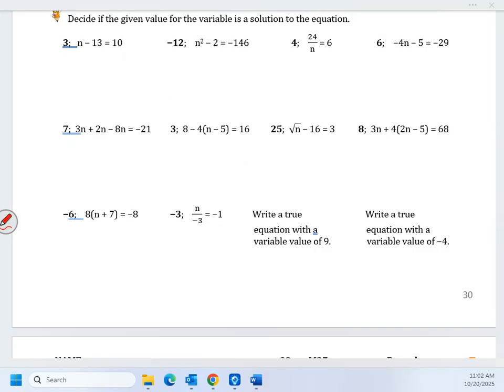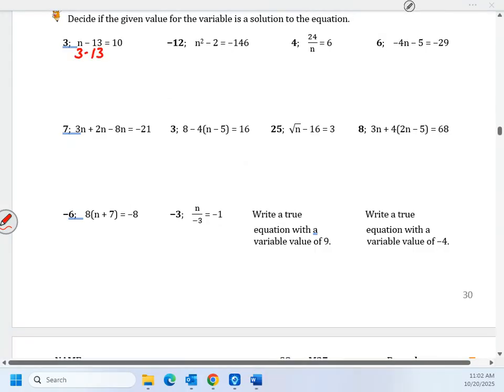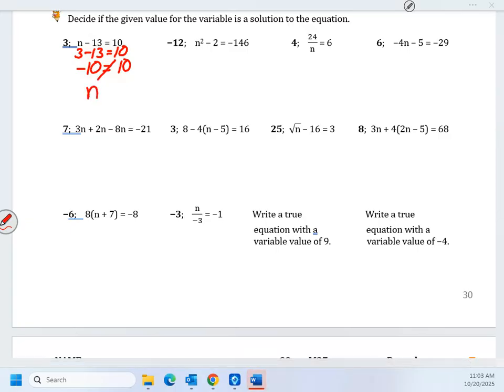So what that would look like to show my work, I'm going to put my variable in, and then I do my work. 3 minus 13 is what? -10. Does -10 equal 10? Nope. No, it does not, so my answer is no. You must show your steps. Show your work, because if you get the problem wrong, we need to be able to go back and say, where did I mess up?